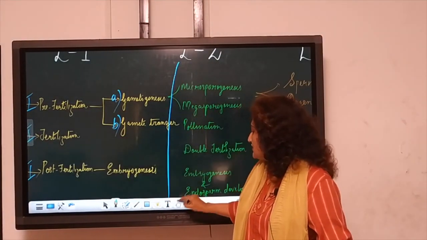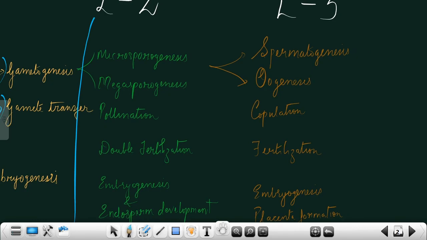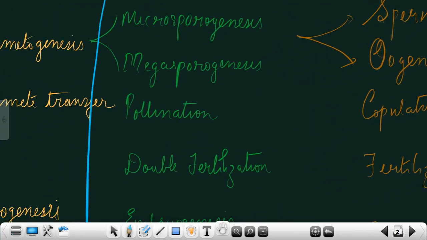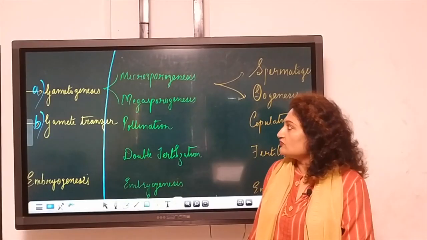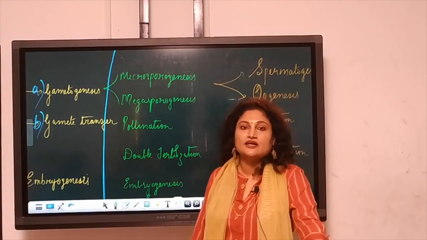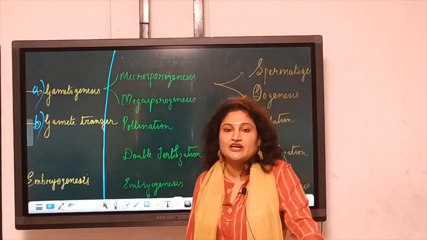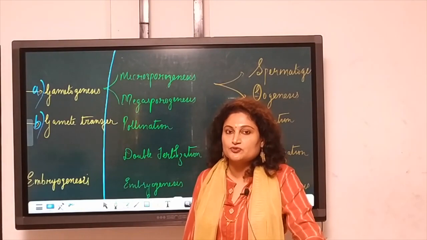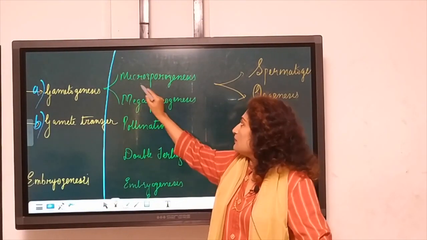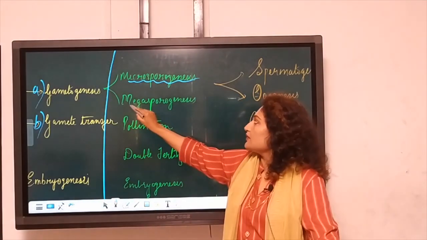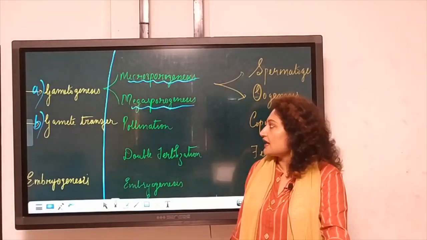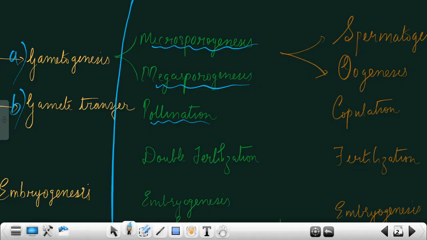Now, the second chapter deals with plants. We know pre-fertilization involves gametogenesis and gamete transfer. Here, gametogenesis in plants is of two types because there are two types of spores, the microspore and megaspore. So, accordingly, two gametogenesis processes occur in plants. They are microsporogenesis and megasporogenesis. And the gamete transfer is called pollination.